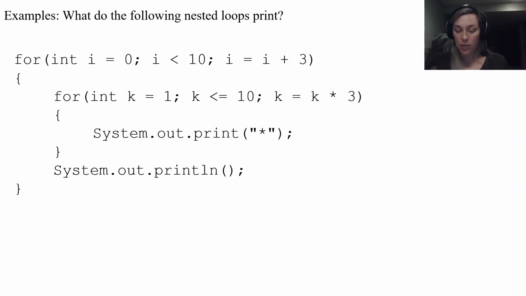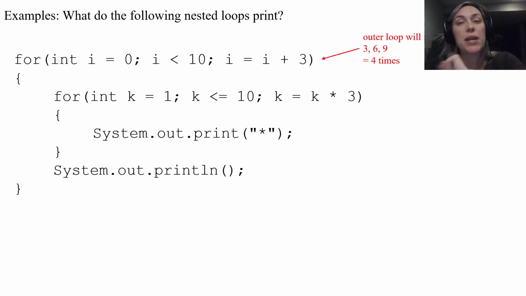So let's try it with the next one. In the next one, it says i equals 0, i less than 10, i equals i plus 3. So what are your values of i going to be? Your outer loop will repeat for values of 0, 3, 6, and 9. So that outer loop is going to run 4 times.